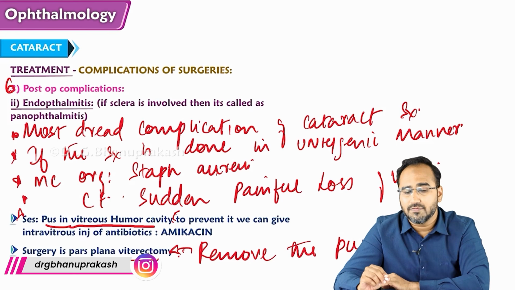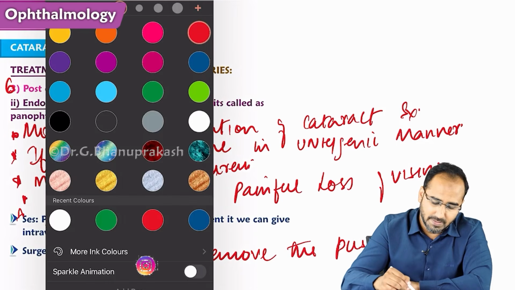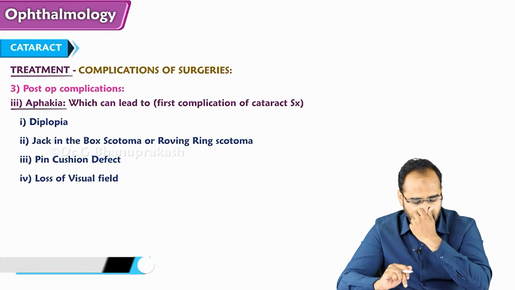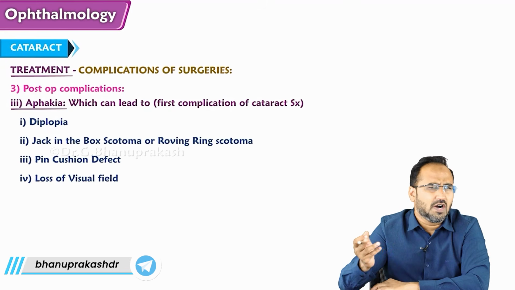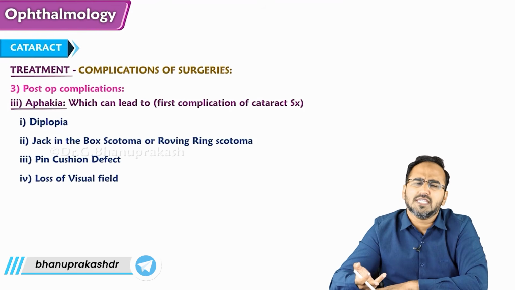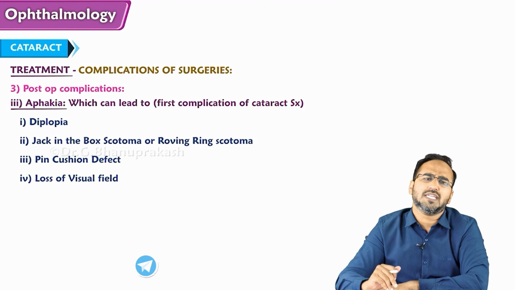That is regarding endophthalmitis. Coming to the next complication of cataract surgery, which is called aphakia. Nowadays, it is not seen, guys. Aphakia is absence of lens. We don't see it nowadays.